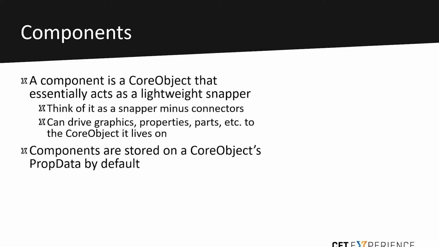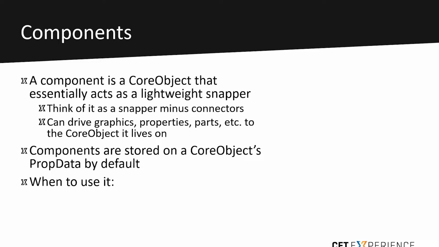So components, by default, are stored on a core object's prop data. There are methods on core object to add components, remove components, and access components, and all of those methods by default handle this by storing and accessing the components on the prop data of the core object they live on. If you wanted to handle it differently for some other reason, you have the ability to overwrite these methods and store the components wherever you want to, but by default they are stored on prop data.